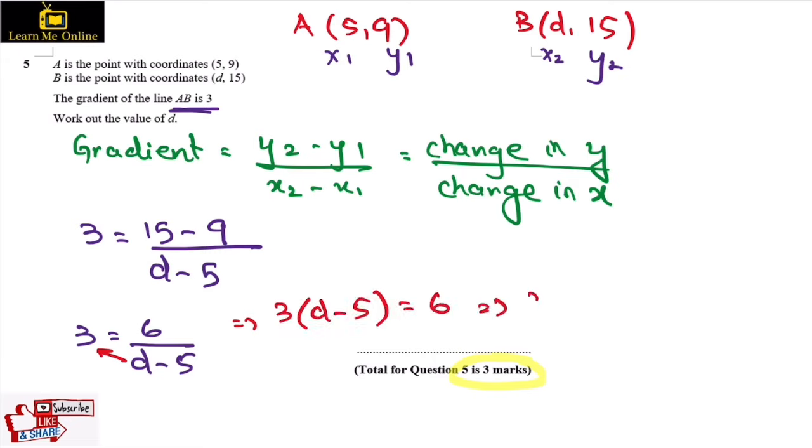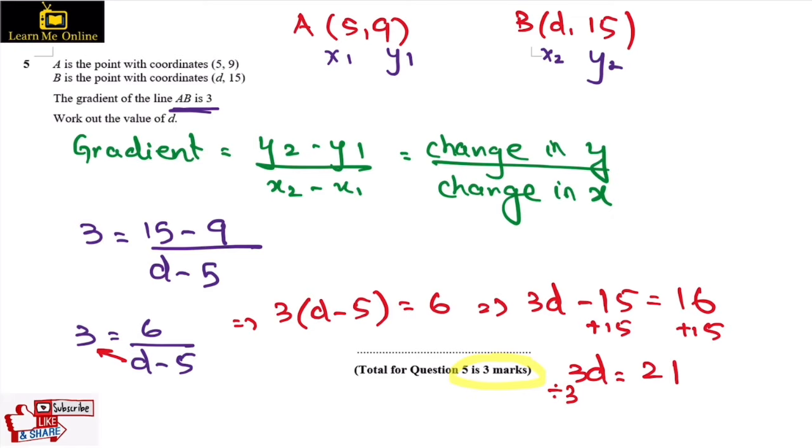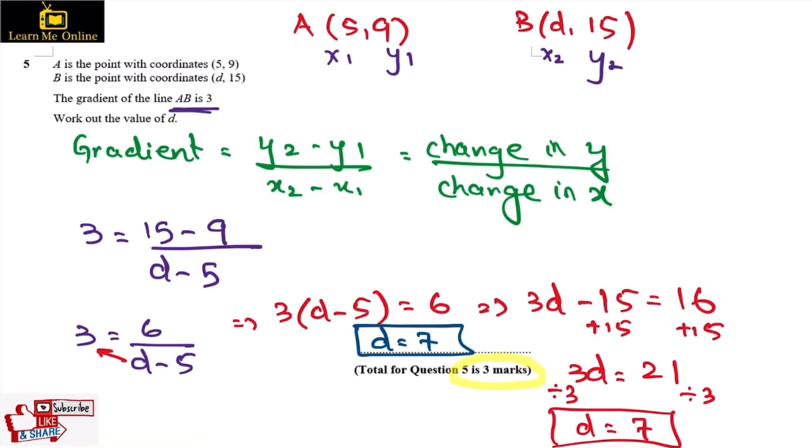You open up the bracket, which is 3d minus 15 equals 6. Now you're going to solve for d, so plus 15 on both sides, and you'll get 3d equals, that would be 6 plus 15, which is 21. And now to find out d, we divide by 3 on both sides, and d would be 7. So we get the d value, which is going to be 7, and I'm going to write it down over here. This would be the d value here.